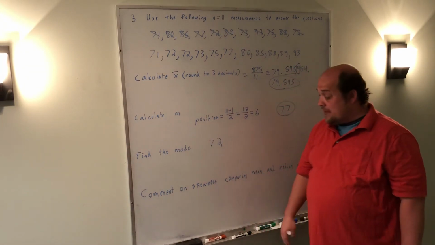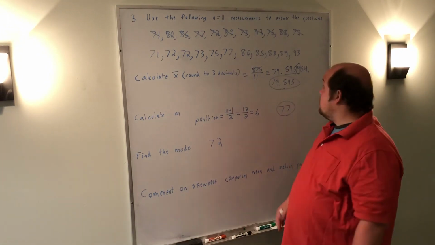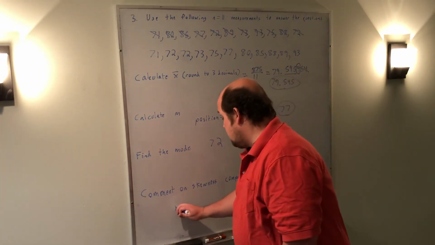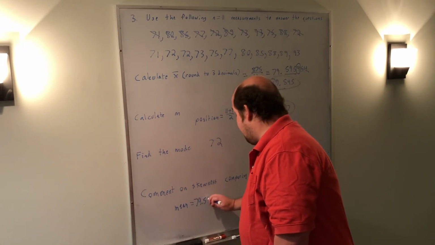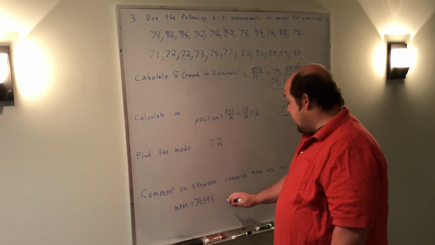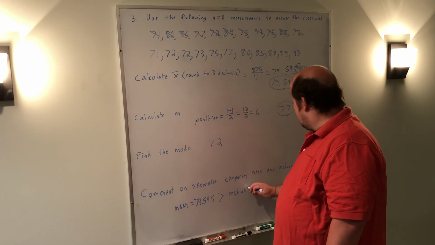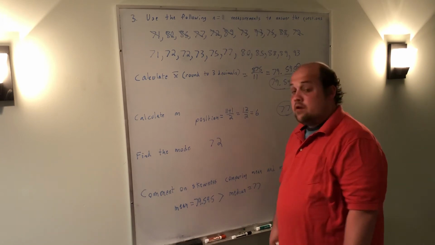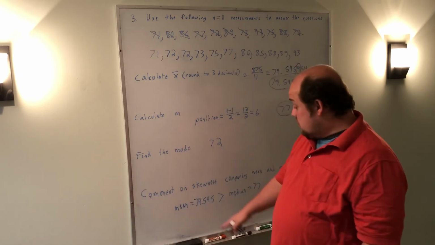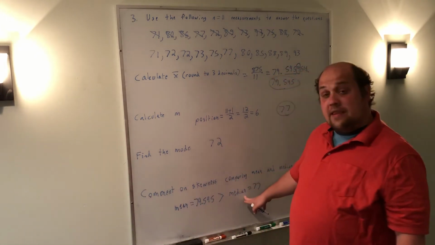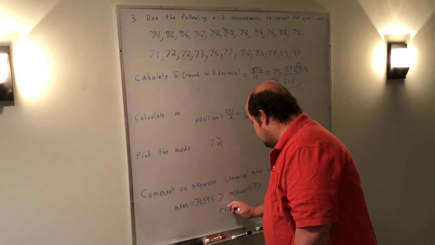Last thing here asks me to comment on the skewness by comparing the mean and the median positions. So we know that the mean equals 79.545, which is greater than the median, which equals 77. In general, a skew follows the direction of the mean. So since the mean is larger than the median, I would expect this distribution to have a right skew.